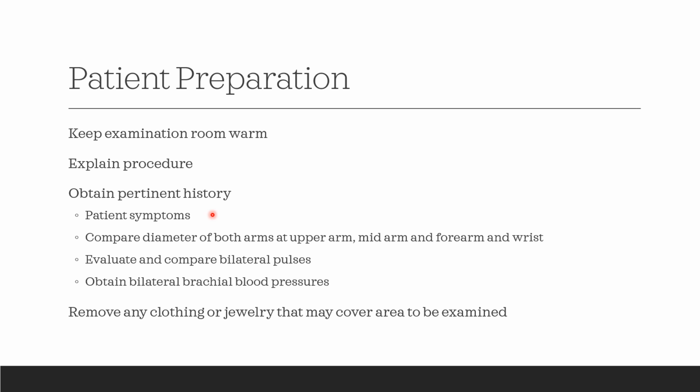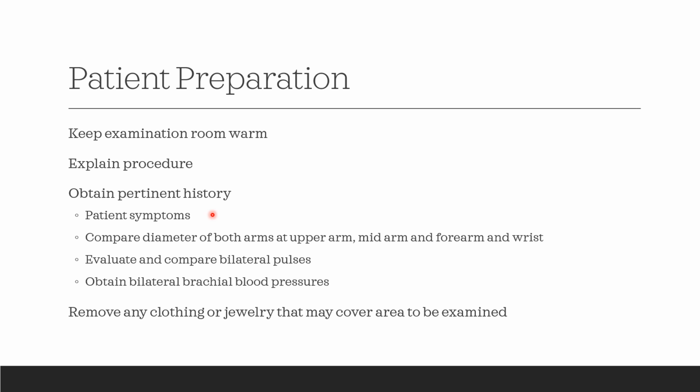Are they having any claudication type experiences? Do they notice paleness in one hand versus the other? Things like that are going to be very useful in your patient assessment, as well as their history of any coronary disease or any plaques that have been identified in different parts of their body. Because if they're building up plaques in different parts of their body, they're going to be more likely to have some sort of atherosclerosis in their arms as well.